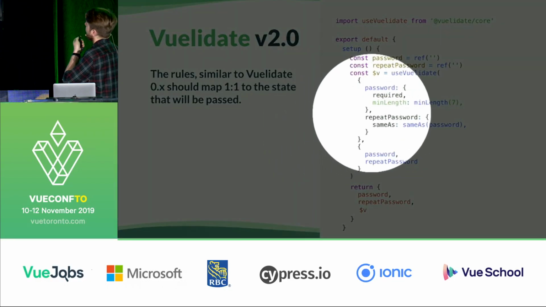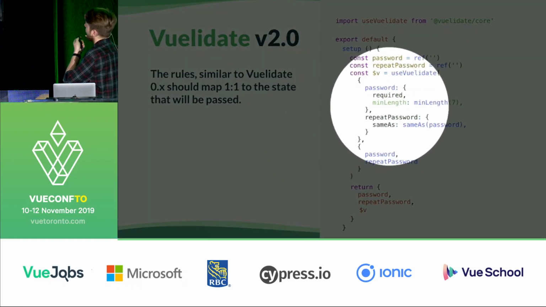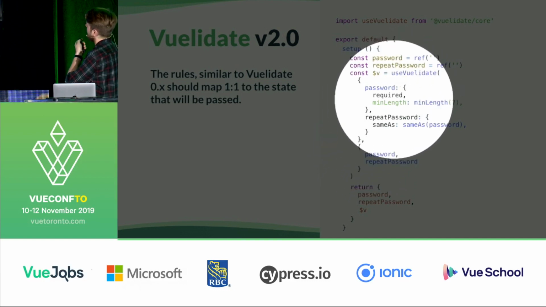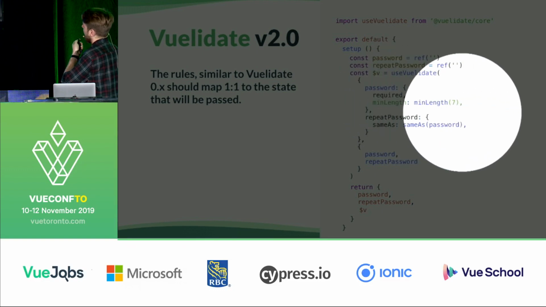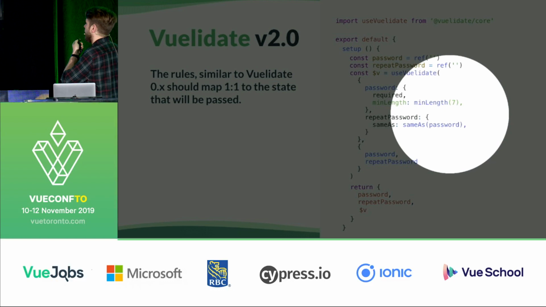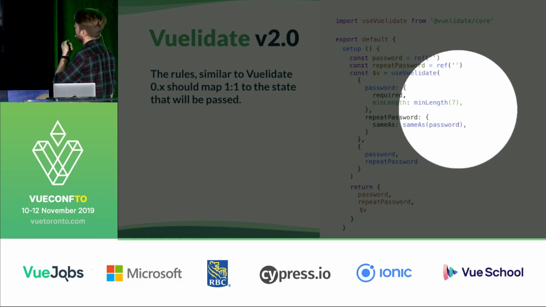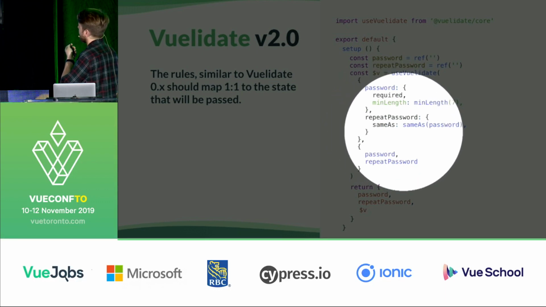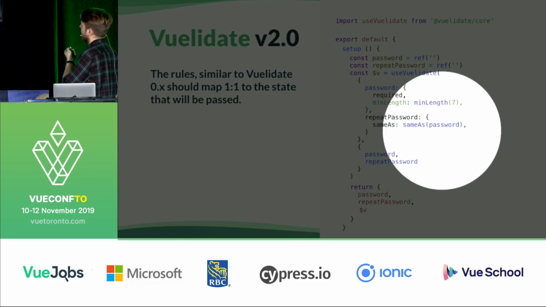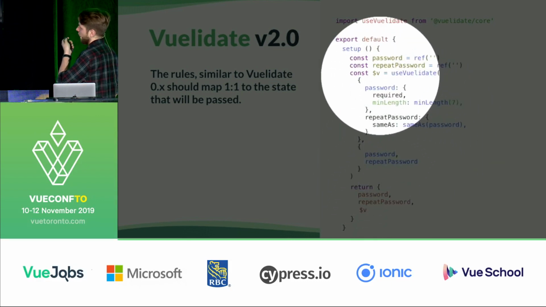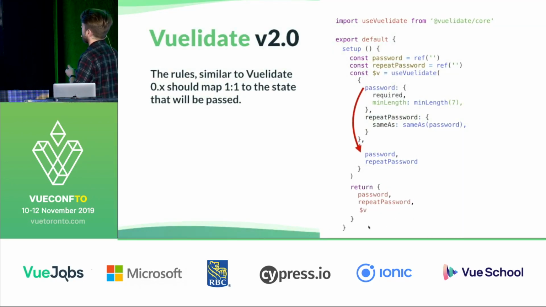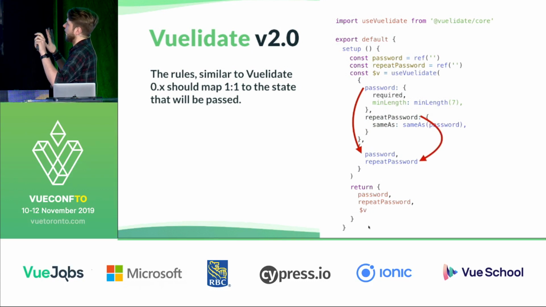So this is our rules. For the password, we want to have the required validator and a minLength validator, which accepts a variable, for example, how long should the password be? In this case, 7. And then we have repeatPassword, which we want to validate with the sameAs validator. And then we just pass the variable that we want to compare to. And this returns the $v, or whatever you name it. And we can just return it, and it should work. Yeah, that's what I meant by it should map. Those objects should be mapped to each other, the properties.